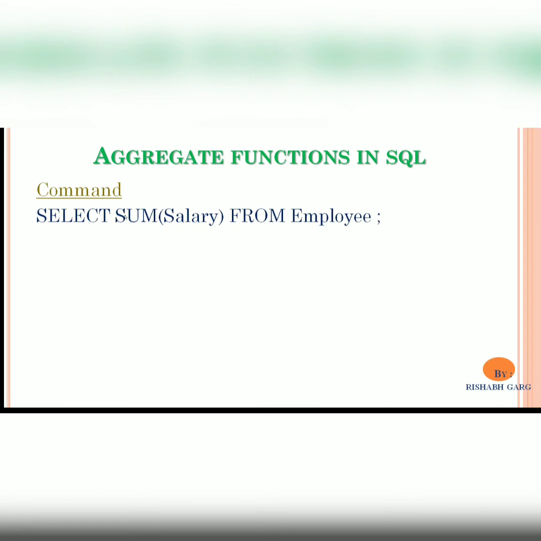First, we will write the select statement. After that, we will write the sum function. After that, we will write the column name as an argument. Then after, we will use the from keyword. After that, we will write the table name, and at last we will use the semicolon for terminating our command.